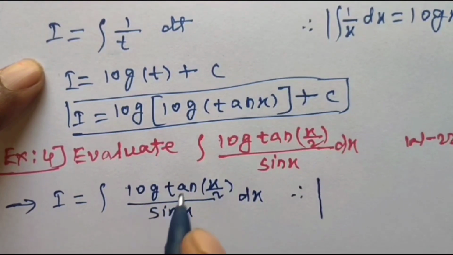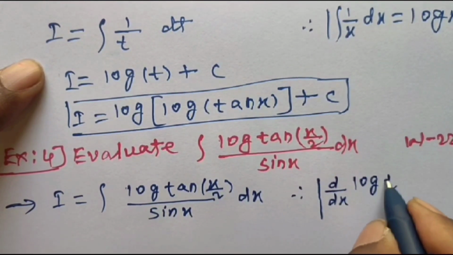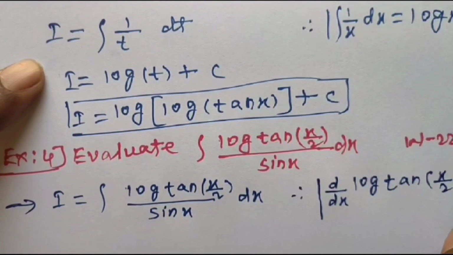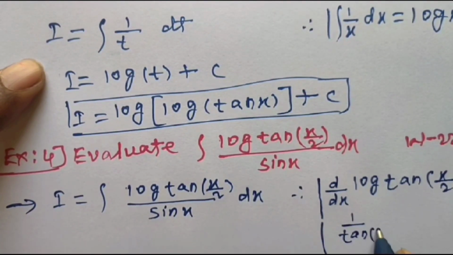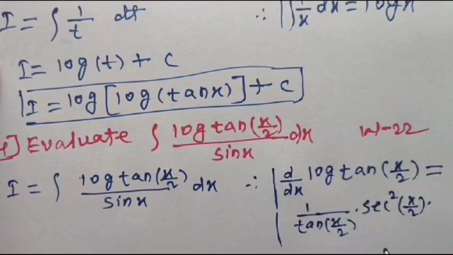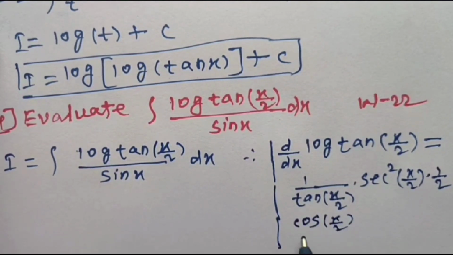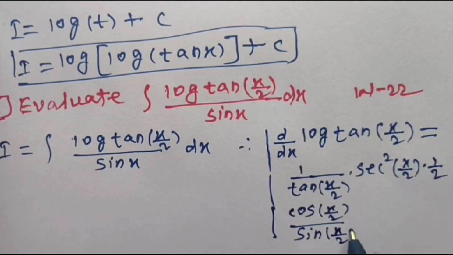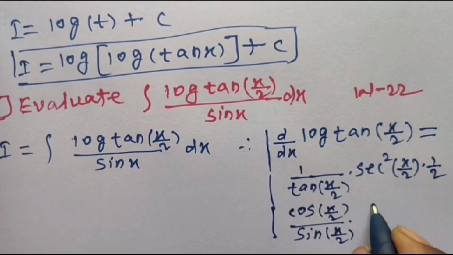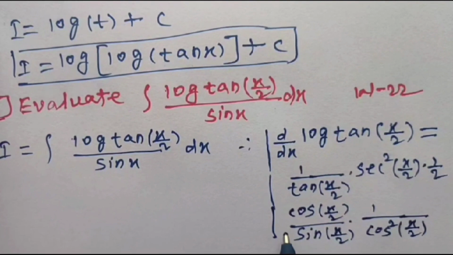Now we have to find the derivative of log of tan x upon 2. The derivative with respect to x of log of tan of x upon 2 is equal to 1 upon tan of x upon 2 into the derivative of tan x upon 2, which is sec square x upon 2, into the derivative of x upon 2 with respect to x, which is 1 upon 2. Now simplify this. 1 upon tan of x upon 2 can be written as cos of x upon 2 divided by sin of x upon 2, and sec square x upon 2 can be written as 1 upon cos square x upon 2. And this 1 upon 2 you can take here as 2 times.